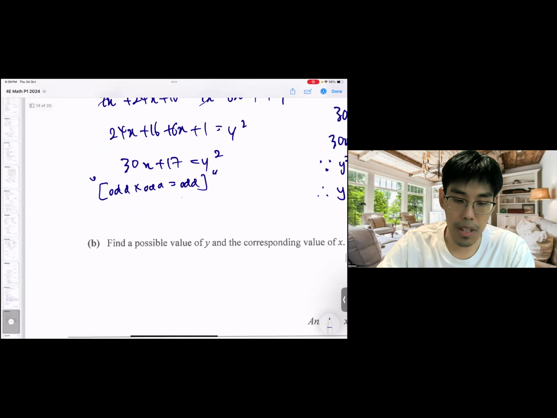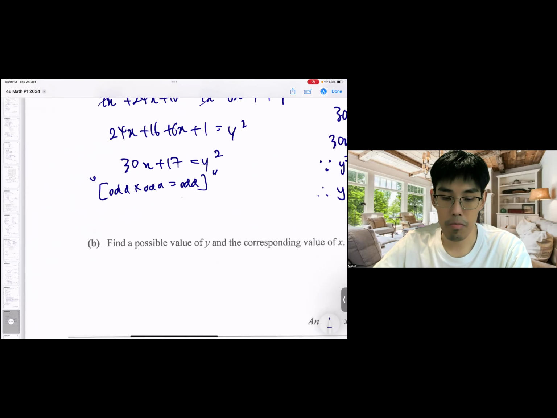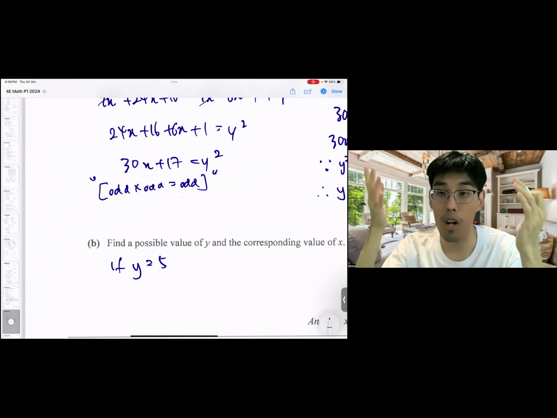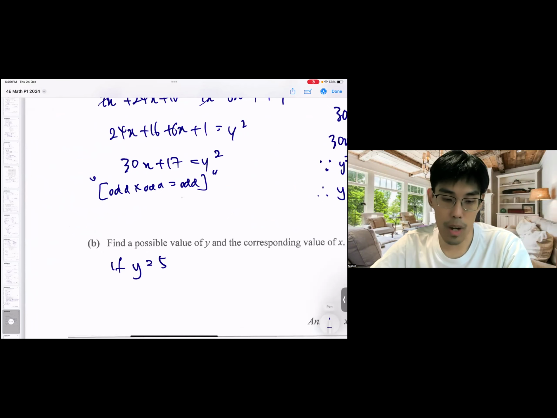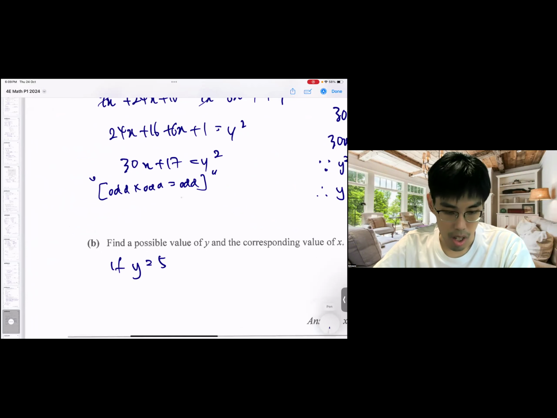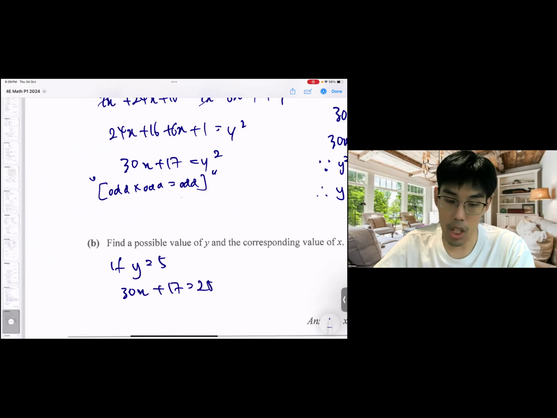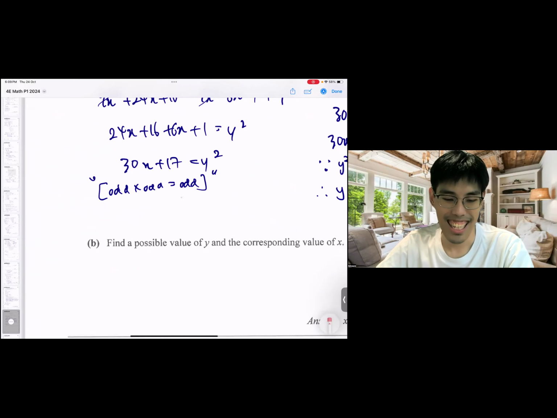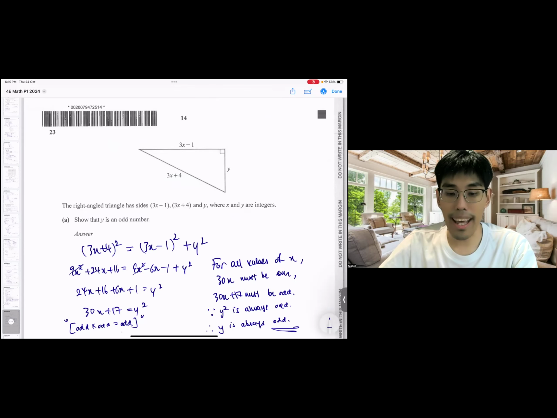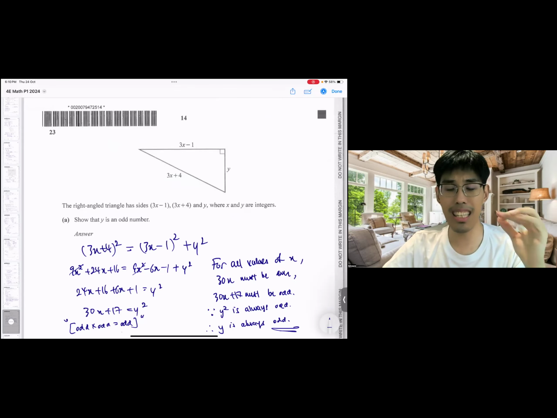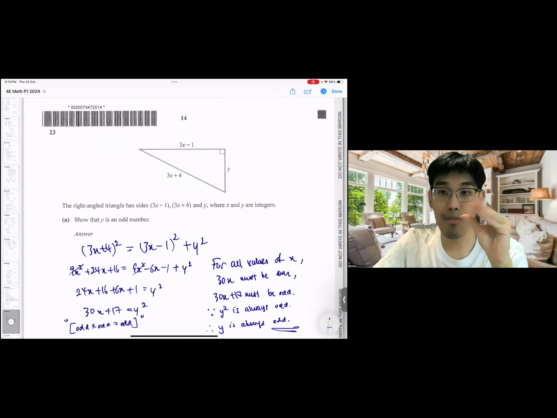So maybe if I put y equals to 5, because the Pythagorean triplet that I'm thinking of is 5, 12, 13. So that could be one way as well. A possible value of y. So maybe 30x plus 17 equals to 25. Cannot. Not big enough. But anyway, I need to find a number where the adjacent and the hypotenuse must have at least a difference of 5. A difference of 5.